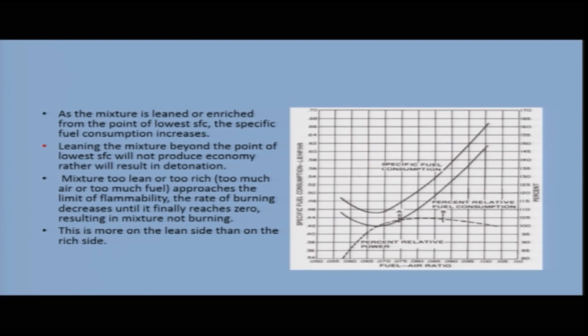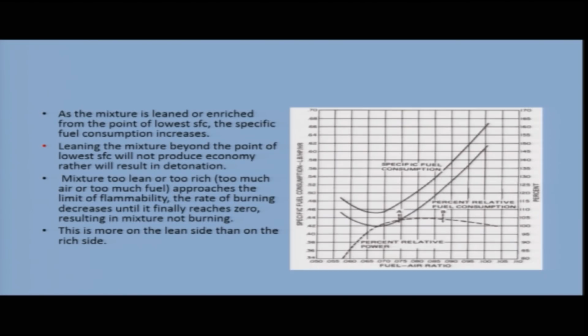So, leaning or enriching the mixture from the lowest specific fuel consumption point will increase the specific fuel consumption. Leaning the mixture beyond the point of lowest specific fuel consumption will not produce economy, but will result in detonation. So, beyond the lowest specific fuel consumption point, if we lean the mixture, it does not help us in economizing the fuel, rather it can result in detonation, which can be very harmful.